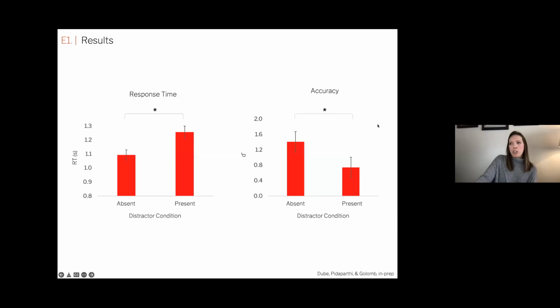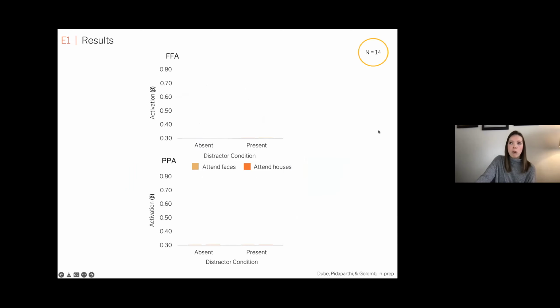So the first thing I'll show you is our behavioral data, mostly just to convince you that our distractor was sufficiently distracting. So we're getting longer response times in distractor present relative to distractor absent trials. But of course, what we really care about is the activation that's happening in those two ROIs. So I'll show you first activation in the FFA and in the PPA on distractor absent trials.